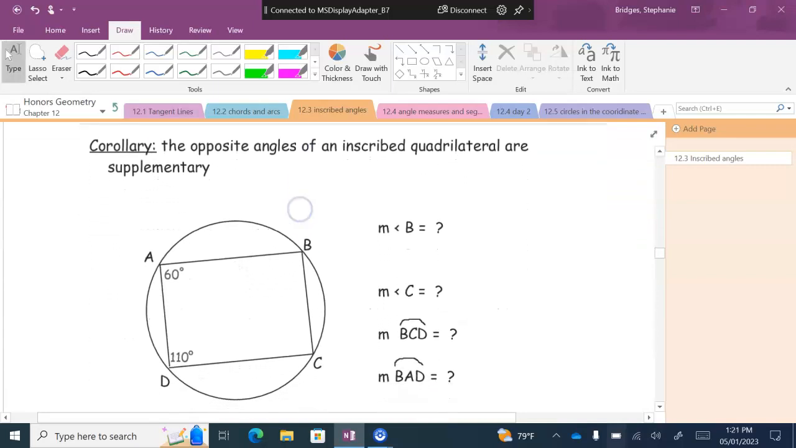Here's another one. Basically, it says the opposite angles of an inscribed quadrilateral are supplementary. What does supplementary mean? It's like they add up to be 180, okay? So what's opposite angle A? Angle C. And if angle A is 60, what would angle C have to be? 120. Okay, so I can write that down. 60 plus 120 gives me 180. Opposite angles are supplementary. Yes? What's opposite angle D? B. And if D is 110, then B is 70.